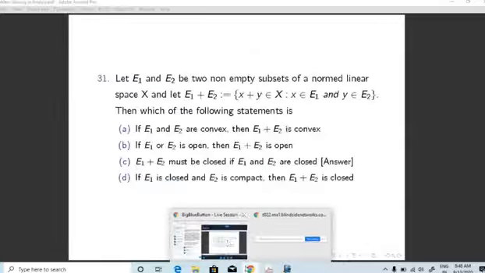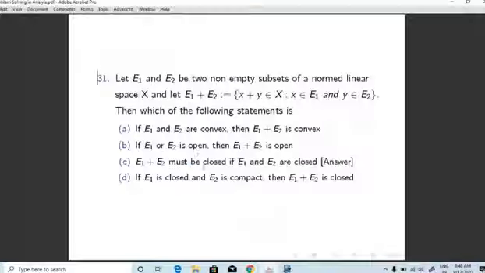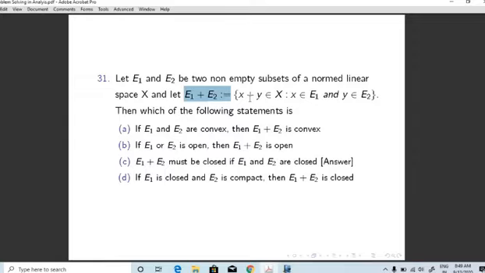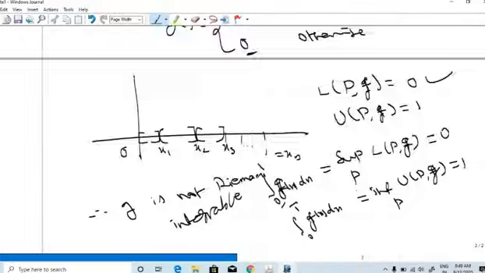Now look at this one. Sum of two sets. Suppose E1, E2 are two non-empty sets of a linear space X, and they define the sum of two sets as the set of x plus y, where x is in E1 and y is in E2. Which of the following statements are true? If E1, E2 are convex sets, then E1 plus E2 is always convex. Why? You can easily prove that the sum of two convex sets is convex.